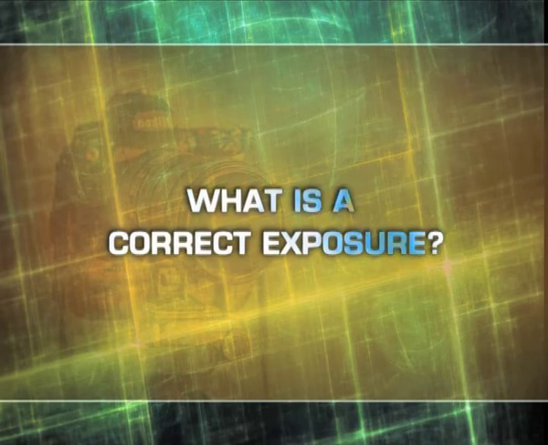What is a correct exposure? It is important to know the exposure triangle to understand correct exposures. The three elements that form the exposure triangle are aperture, shutter speed and ISO, which we have already discussed. These three elements are interdependent on each other. Adjusting one parameter on your camera affects the other.